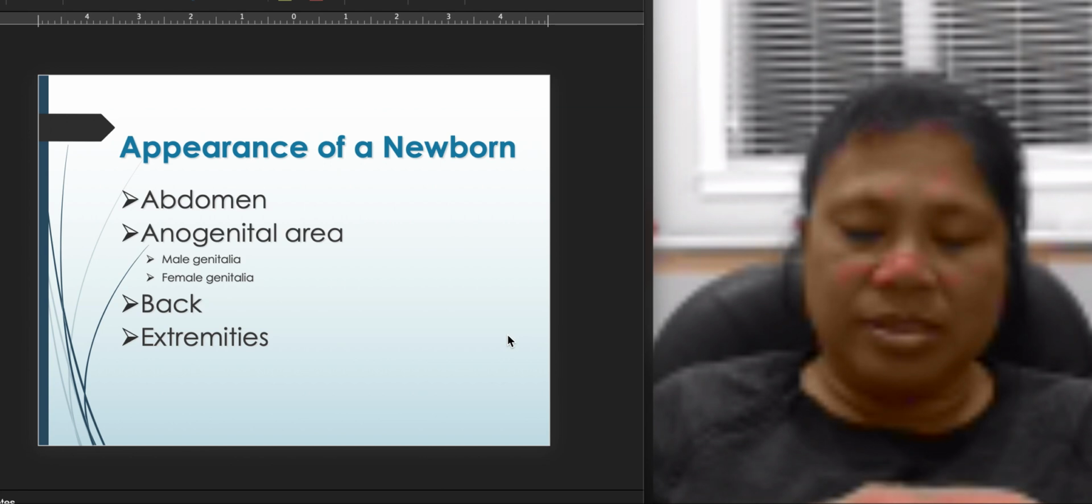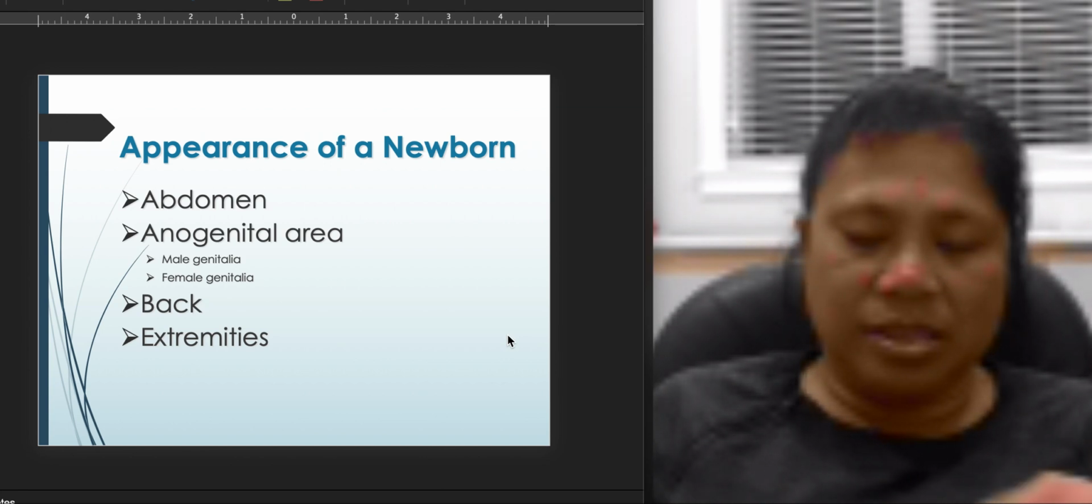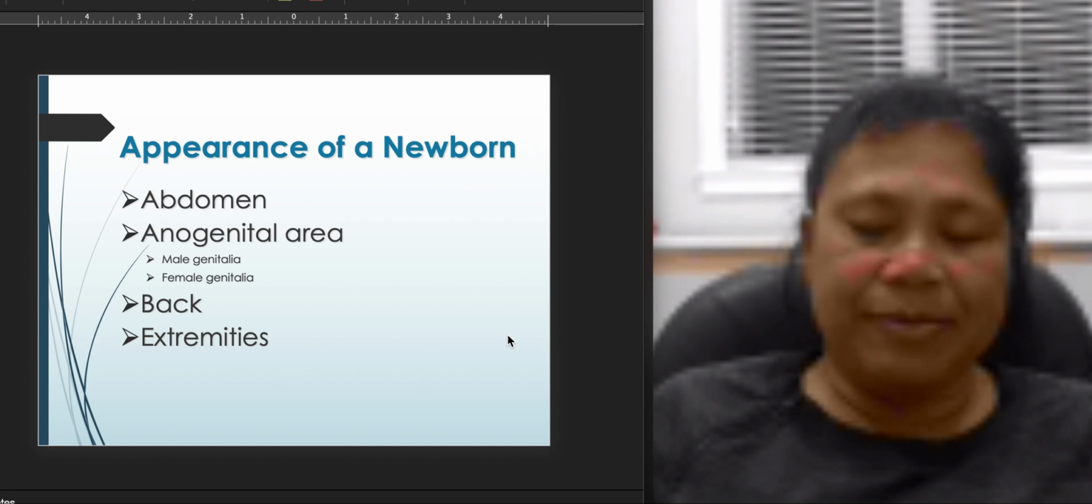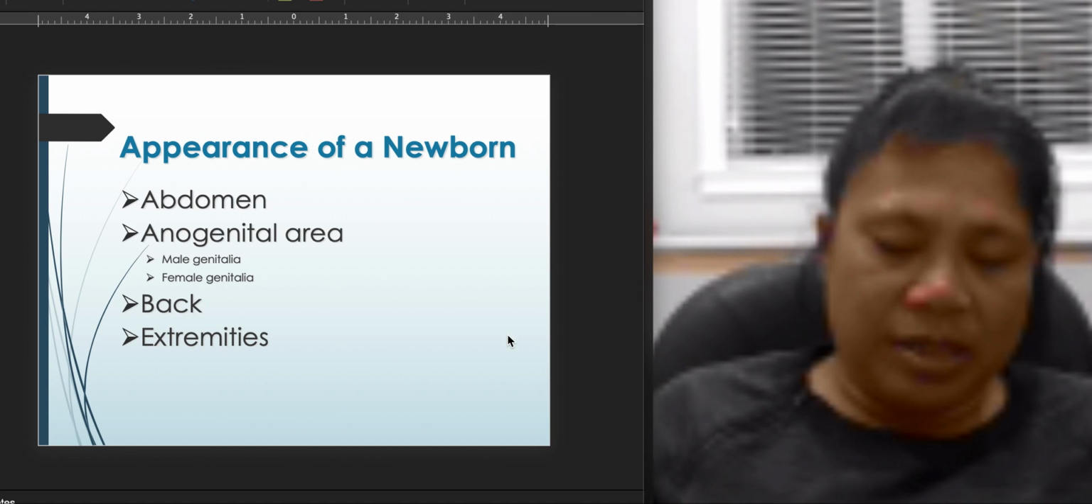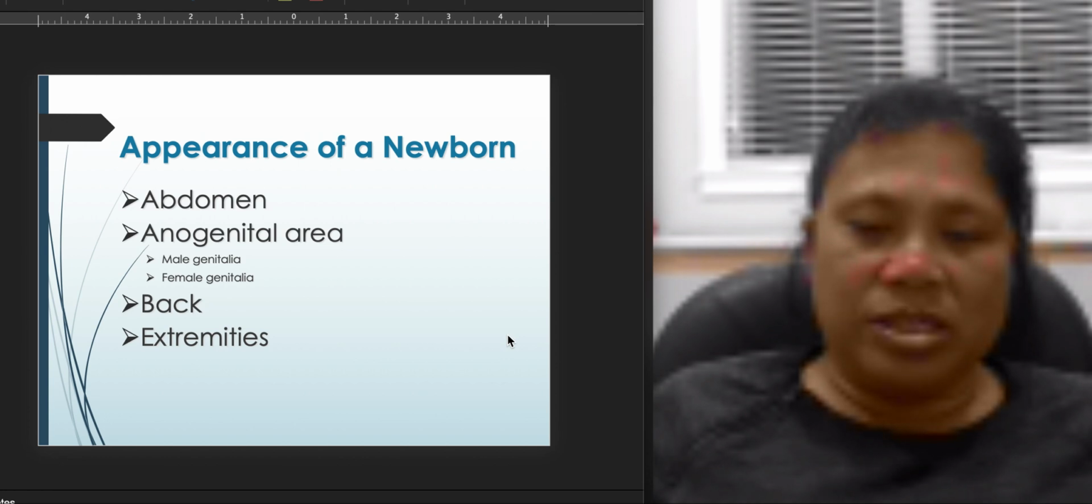Also, when you're in the back section, you're going to look at the skin. Darker skinned infants may have Mongolian spots. Mongolian spots are a bluish color. It looks like bruising, but it's not a bruise. It's just a spot. And then you're going to gently put the baby back on its back, and then you're going to check the extremities.